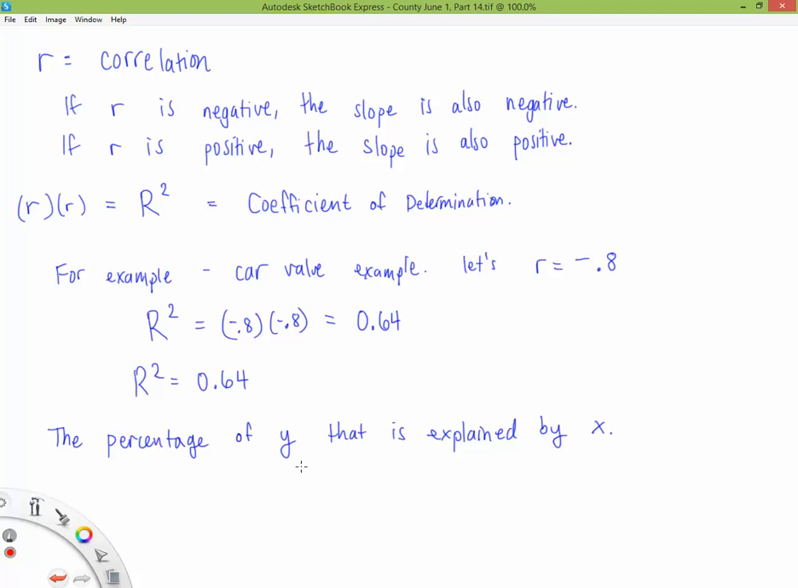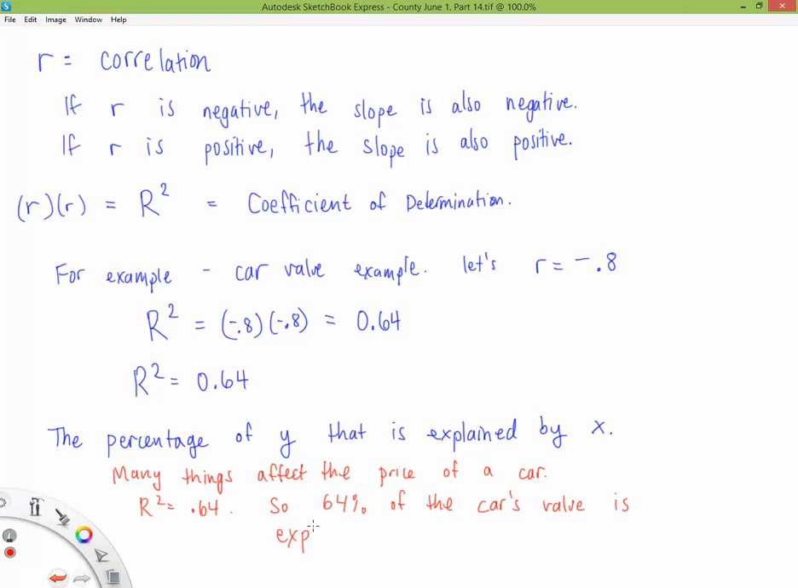So a lot of things go together, and in this case, I'm going to write: many things affect the price of a car. R squared equals 0.64, so 64% of the car's value is explained by the age.